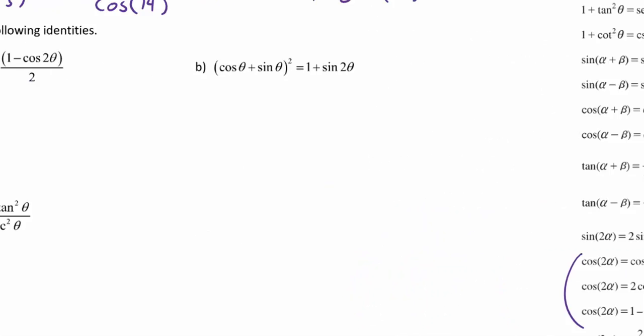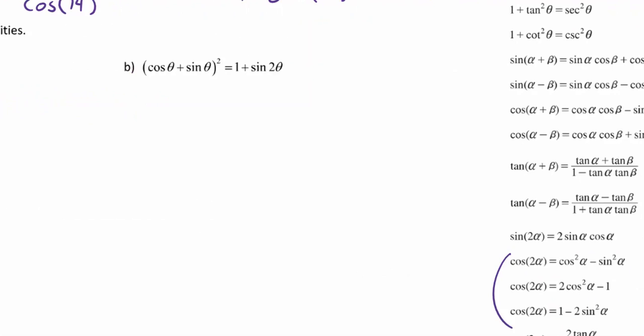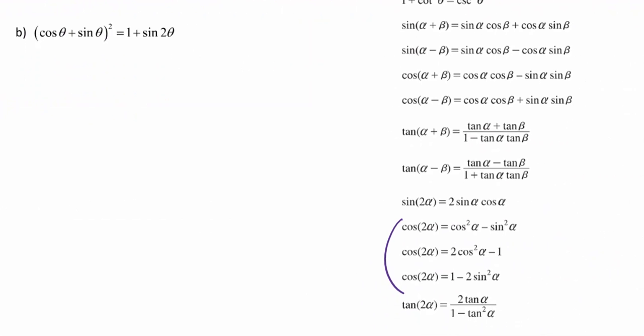So I kind of look back at my other side. I'm like, okay, I got sine theta. Well, I've got sine squared theta, sorry, and I've got sine squared theta on this side too. This seems like it's getting me in the right direction, right?